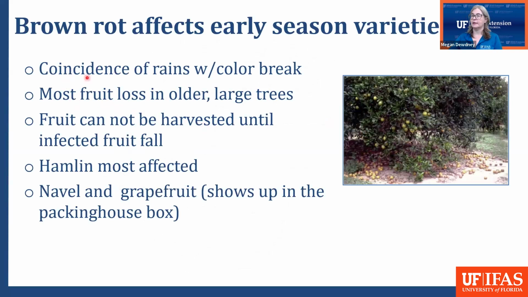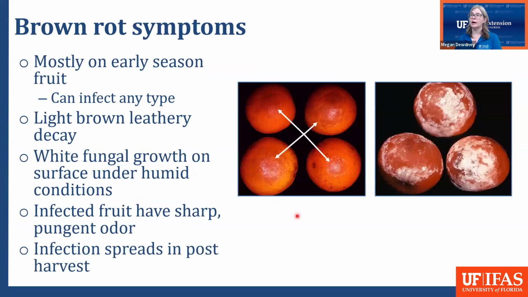This is because it's a coincidence of rains with the color break of the fruit. And historically anyway, most of our fruit losses are in older, larger trees. That trend seems to be still holding somewhat. And the fruit cannot be harvested until all those infected fruit fall. Neither packing houses nor processing plants want brown fruit on their lines. Hamlin is most affected, but you do see it in navel and grapefruit, and often it's showing up in those ones as post-harvest problems in the packing house. And then you get probably an angry call from the packing house.